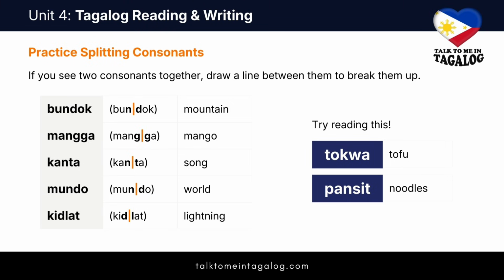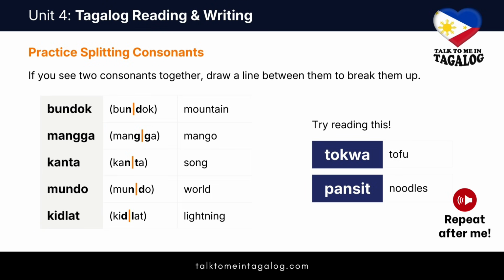Now that you know the tip about splitting two consonants, let's practice it with some real Tagalog words. This will help you read words clearly and confidently. For example, in the word bundok, which means mountain, you'll see the letters N D together. Draw an imaginary line between them to read the word as bundok. Next, the word mangga, which means mango. Here, the ng is a single sound, like in the English word sing. So don't split it. You can read it as mangga.